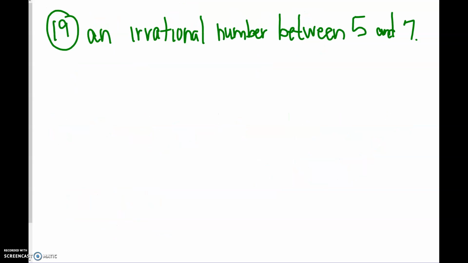All right, I think we had one more problem, number 19 on your homework, and they want us to find an irrational number. Now, if you recall, there's basically two kinds of irrational numbers: pi and the square root of something that is non-perfect.